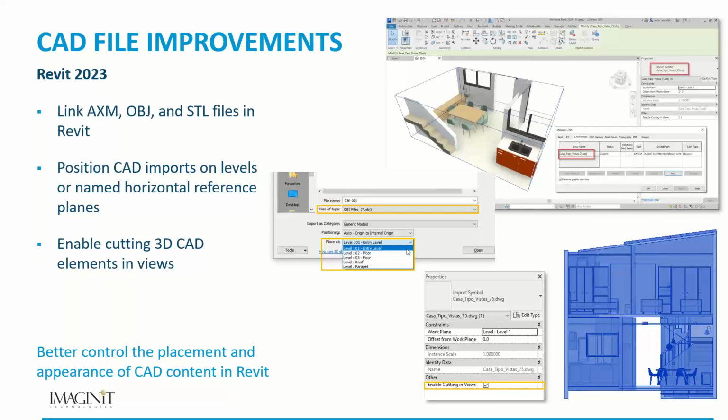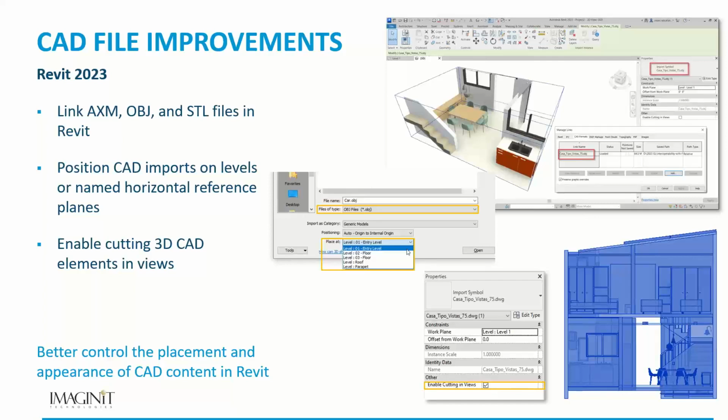Now, when we link or import these, we can tell them what level we want to bring them in at. Before, it was just whatever view we were in at that particular level. Now we can tell it where we want it to come in, which is great.